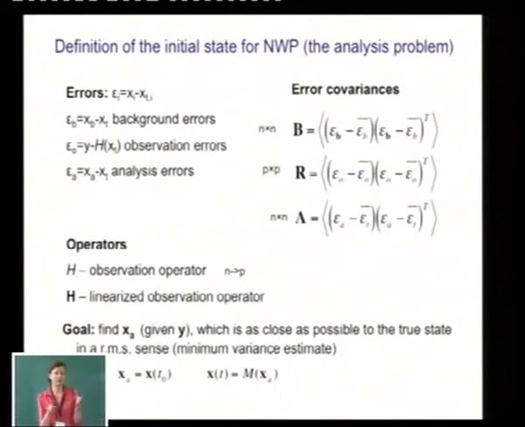So in today's global NWP models, we would have 7 or more, if you account for all cloud variables, which are prognostic variables nowadays, and even ozone. So here you may have 7 prognostic variables times the number of degrees of freedom of your system.